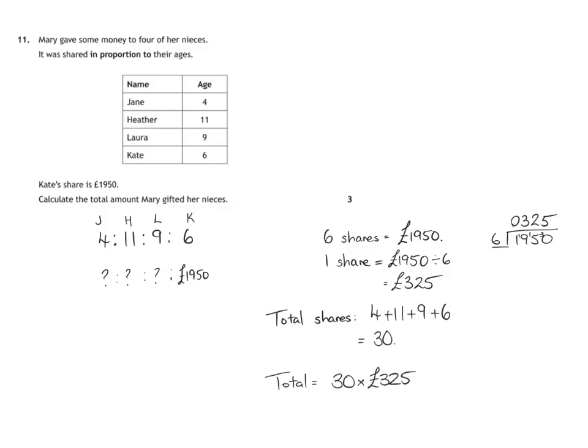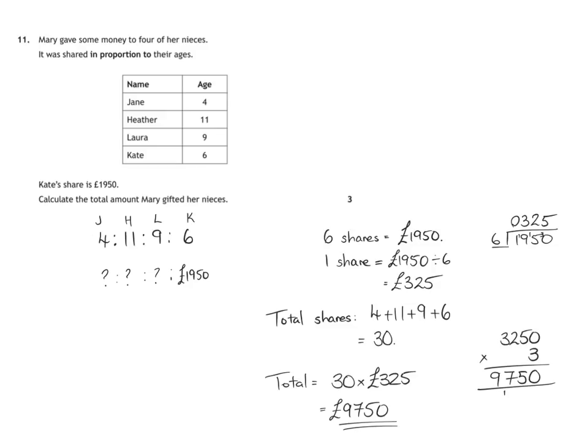So that's the same as doing 3,250 times by 3. So we times by the 10 first to get 3,250, then we times by 3. So 0 times 3, 0. 5 times 3 is 15, so put the 5, carry the 1. 2 times 3 is 6, add the 1, which is 7. And then 3 times 3, which is 9. So we get the total, which is £9,750.